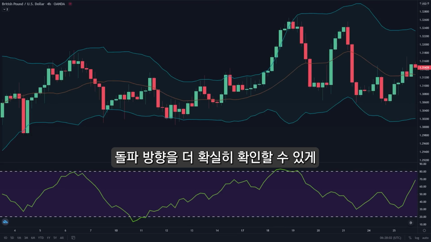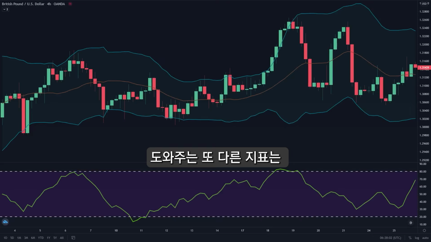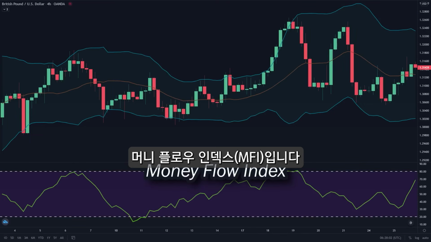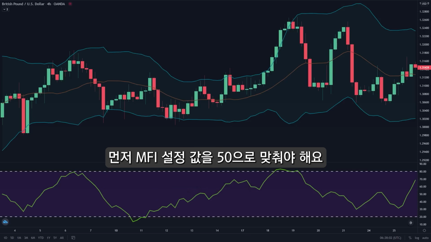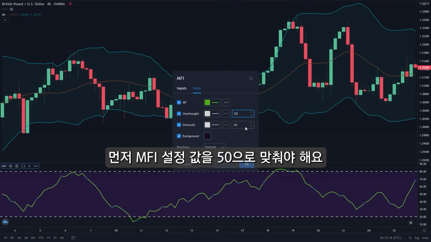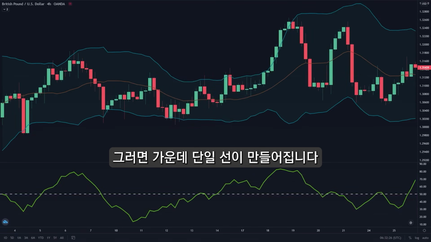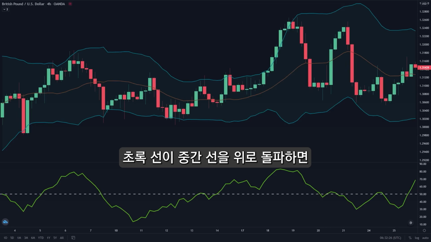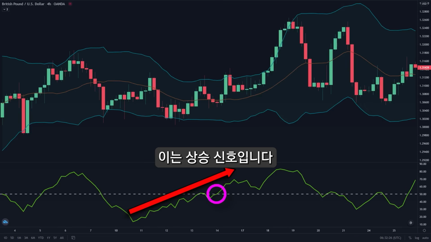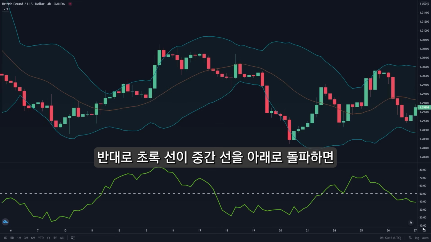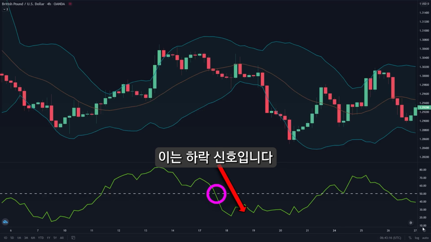Another indicator that can help me confirm the direction of the breakout is the Money Flow Index. This is how you do it. First, you need to change the indicator values to both 50. So now you have a single line in the middle. Next, if the green line crosses above the middle line, it indicates a bullish signal. And if the green line crosses below the middle line, it indicates a bearish signal.